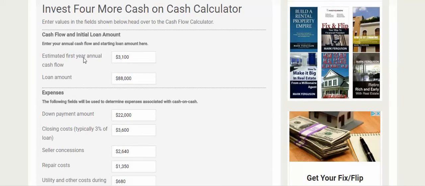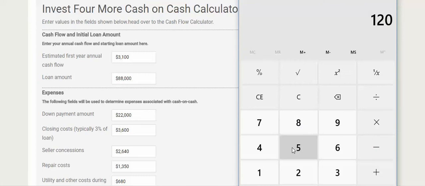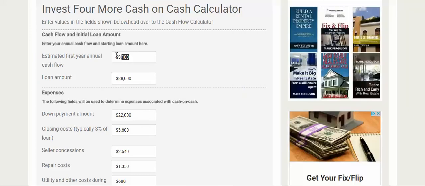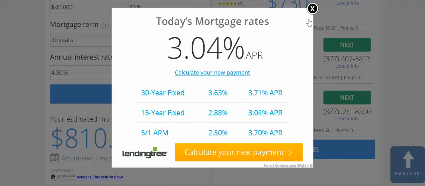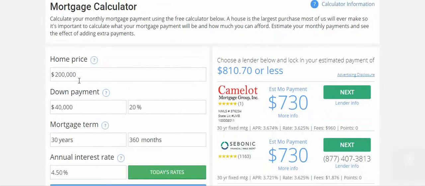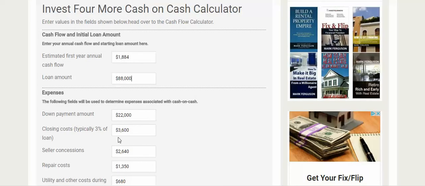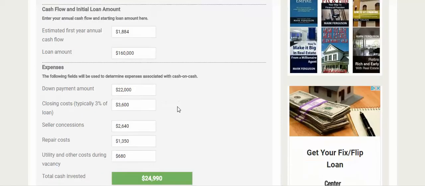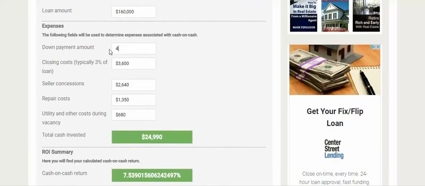So, estimated first year annual cash flow. That's that $157 times 12. We're making $1,884 a year. Loan amount. All right, let's go back to bank rate. Oh, we don't want that. Our home price was $200,000. We're putting $40,000 down, so our loan amount is $160,000. Okay, down payment amount, that was $40,000.